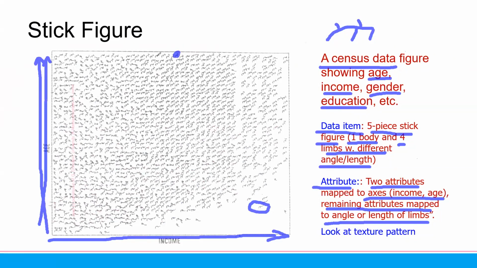So the limb here, the limb is like the hand here. It represents the gender, or maybe it represents the education. So in one graph, the detail can be seen in these figures. So we call this the stick figure. It is only the summary, so you cannot see more detail.